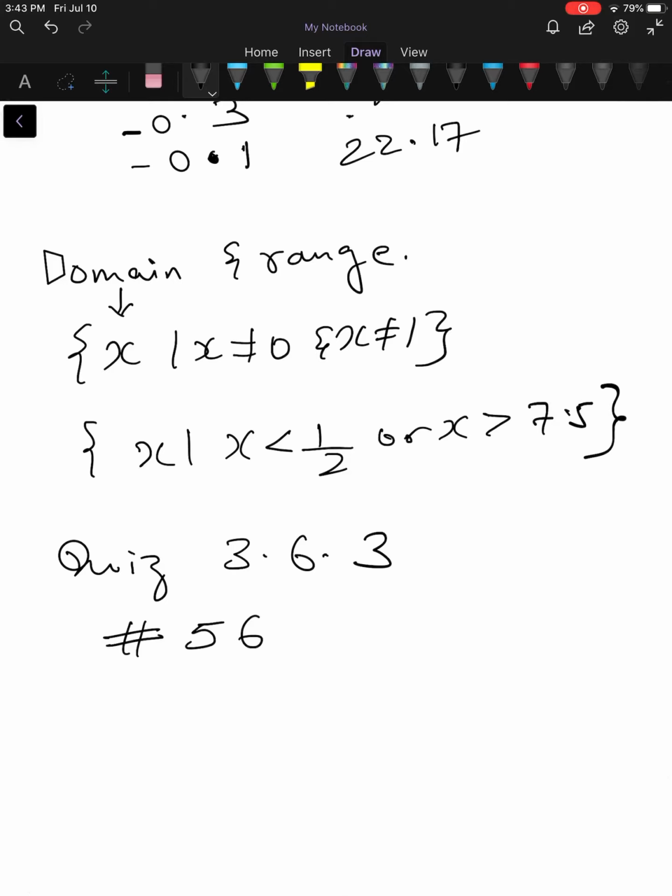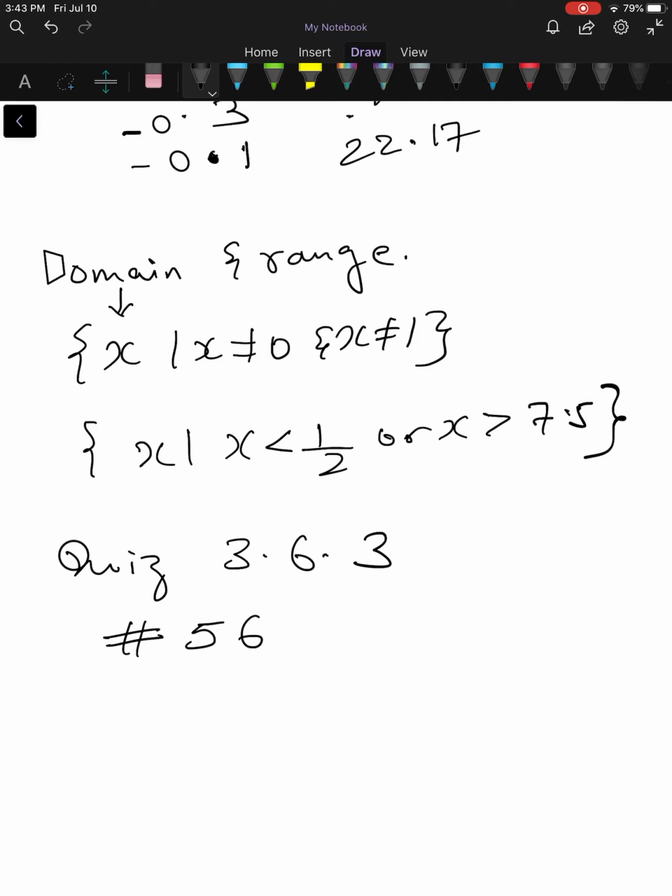What does it say? It asks you to find the intercepts, asymptotes, and sketch the graph of the rational function, and also state the domain and the range. You can use a graphing calculator, a graphing device, to confirm the manual answers that you have found. To confirm that, you can use a graphing calculator, just like the way that I did now.